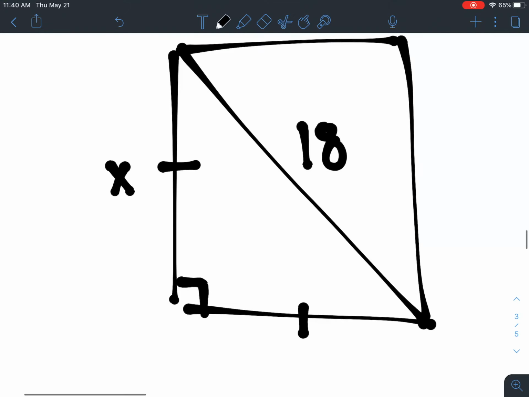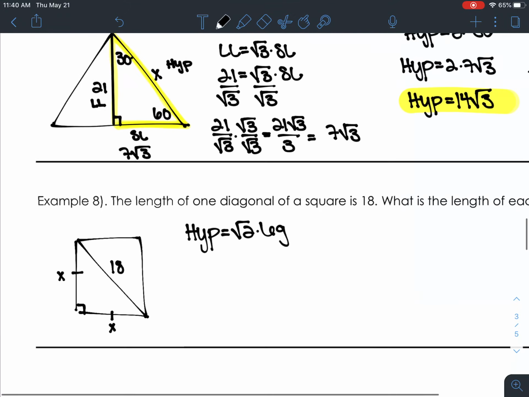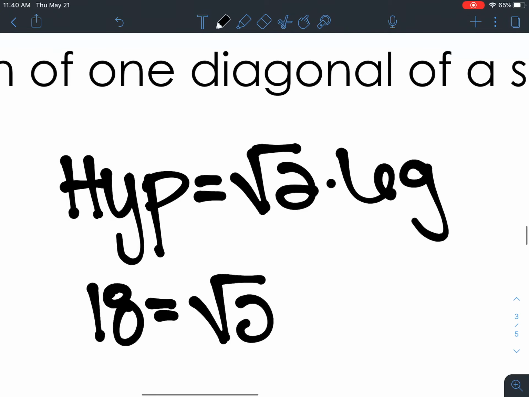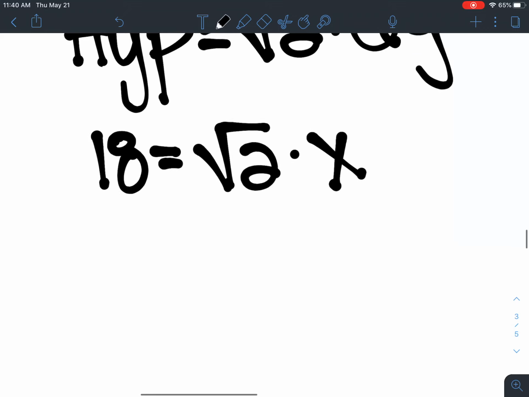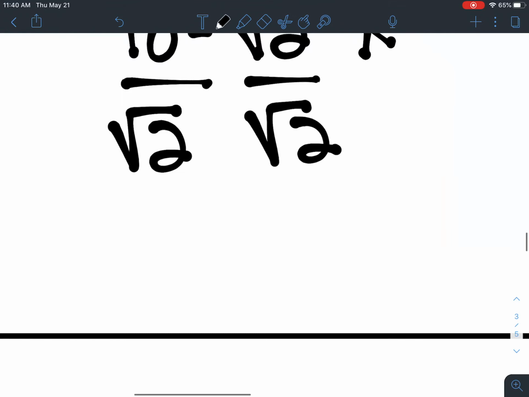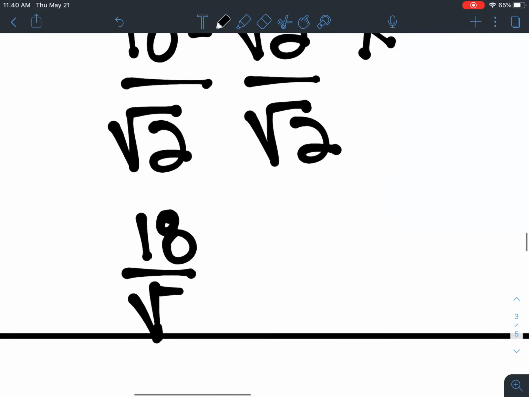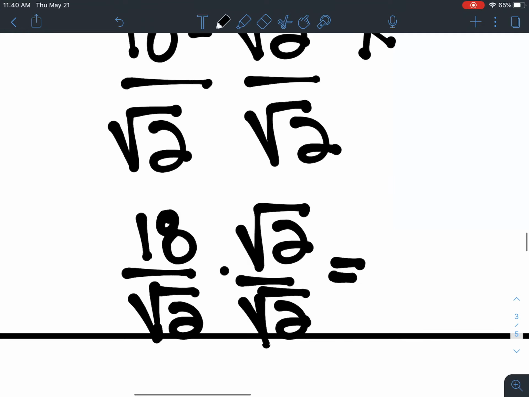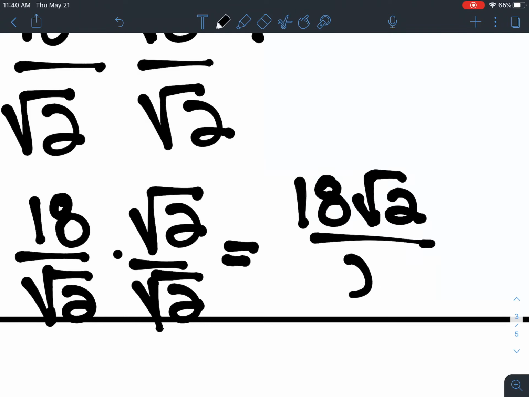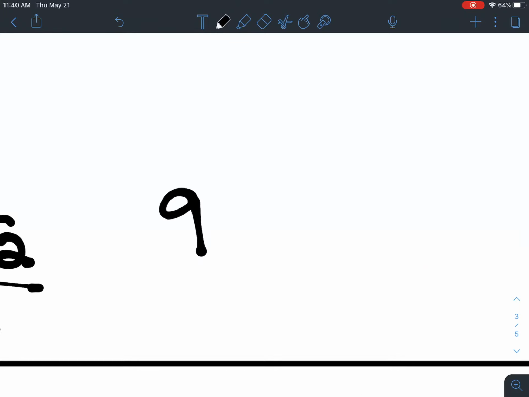And so what I'm going to use then is our hypotenuse is equal to the square root of 2 times the leg, because it's a 45, 45, 90. So that means I'm trying to find either one of these side lengths. Our hypotenuse 18 is equal to the square root of 2 times x. Divide out the square root of 2, and we're going to get 18 over the square root of 2. Then we have to rationalize it, so multiply by the square root of 2 over the square root of 2. Multiply straight across: 18 times the square root of 2 over 2, which means that each side length is 9 root 2 as your final answer.